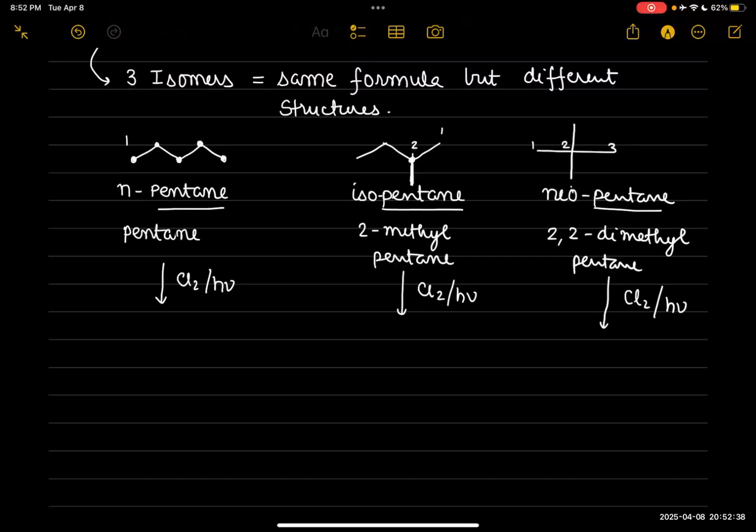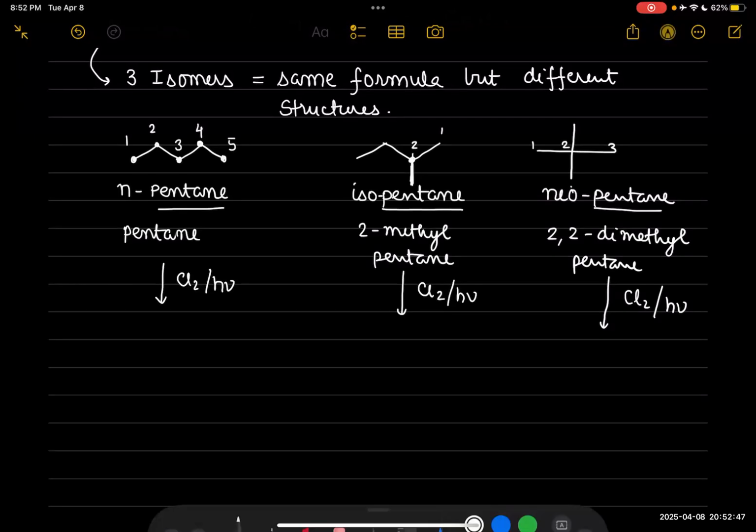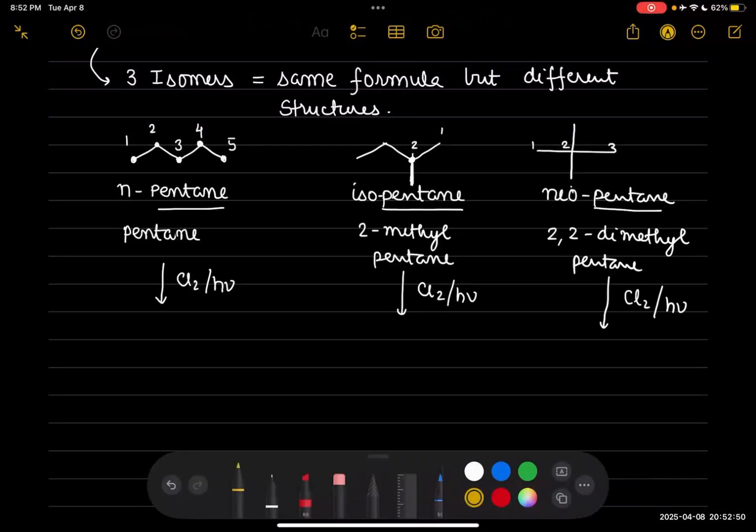So this is 1. What you can do is 1, 2, 3. You can do the numbering. And if I do the numbering from this side, now you can tell me how many different carbon atoms are there? Which are totally different. 3. This one, yeah, 3 will be 3 different carbon atoms, because 1 and 5 are same.